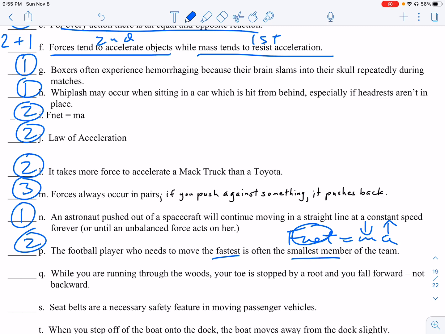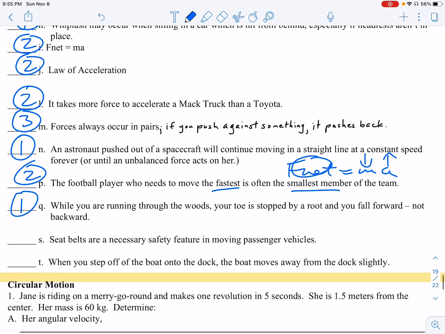When you're running through the woods, your toe is stopped by a root, you fall forward, not backwards. Well, your body remains in motion, even though the bottom part of your body stopped. So you fall, you trip. That's first law. Seatbelts are necessary in moving vehicles, or else you will fly through the windshield when your vehicle is suddenly stopped. So that's really the first law.